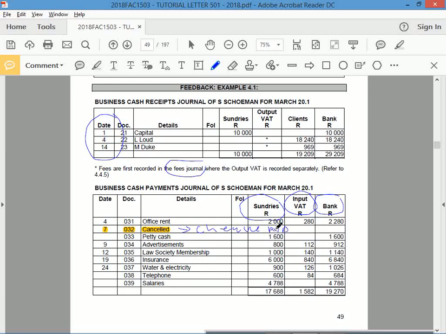We discussed both. Just remember, advertising has VAT. All the ones that have VAT have VAT. See, salaries didn't. Advertising didn't. So all you have to do is literally take your working and just transfer it here.